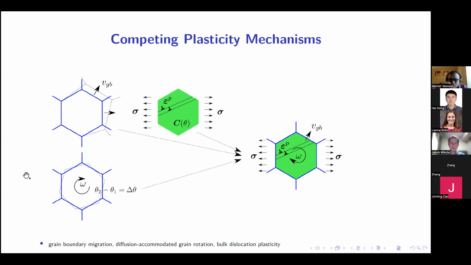And so usually all of these mechanisms are modeled separately. We have a model of grain boundary migration, a model for grain rotation, and some plasticity model. But what we wanted to achieve here is to develop a phase field model that links all these mechanisms within one unified phase field framework: grain boundary migration, diffusion accommodated grain rotation, and some plasticity within the grains, whether dislocation plasticity, deformation twinning, or even phase transformation, such as martensitic phase transformation. So that's the idea illustrated in this schematic here.